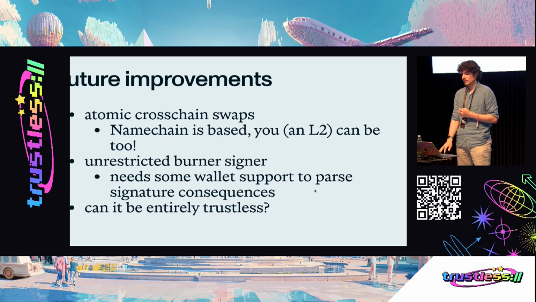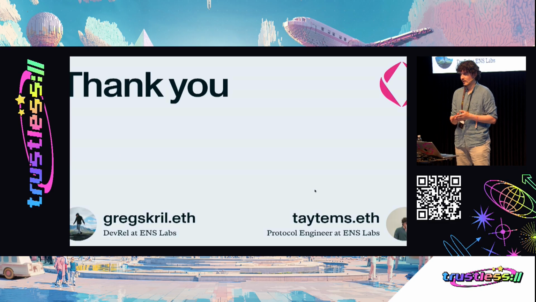Unrestricted burner support is something that we would like to add, but again, the unlimited scope for those burners is very problematic. So we need wallets, or at least some wallets, to be able to support parsing what the consequences are for signing access for the wallet, for the signer itself, the burner signer, and potentially making it entirely trustless. Not currently sure how that's possible, but it's something that we're looking into. And so, yeah, that's about it.